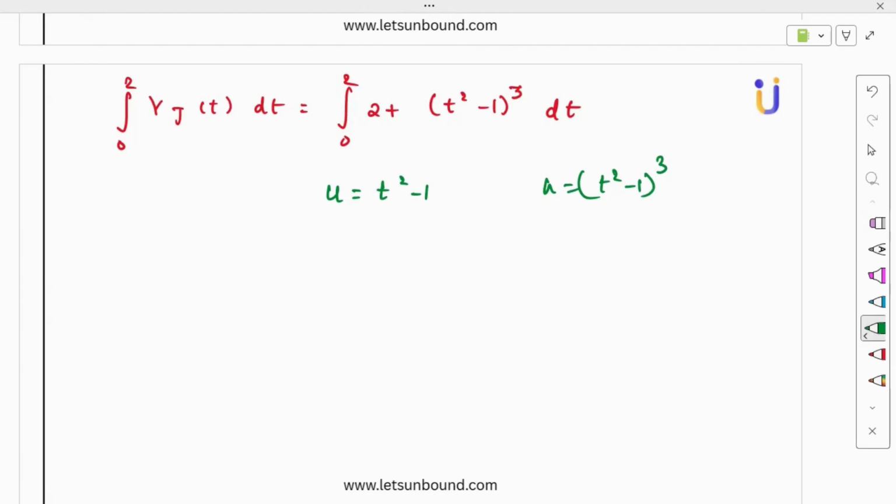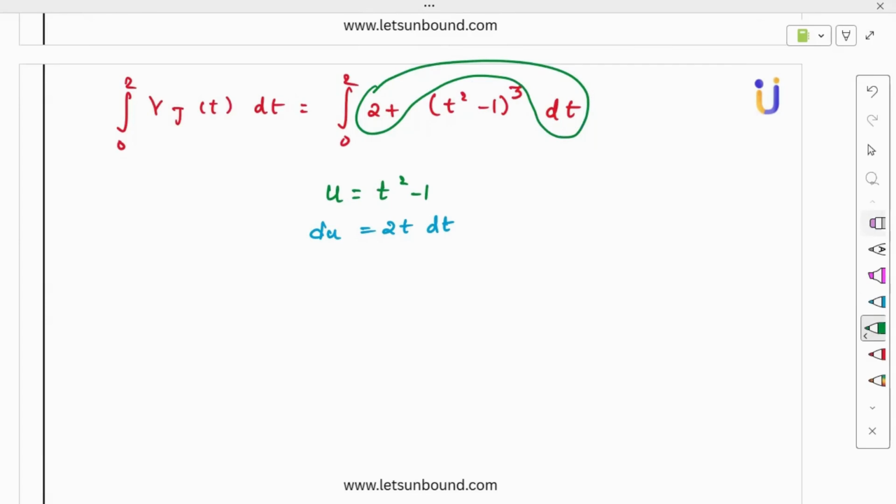If it's a cube function or anything raised to a power, the part we take as u is just the base, not the whole cube. So u is t square minus 1. What is du? 2t dt, correct? And one more thing: in u substitution, if you see your du part in the integrand itself, it's perfect.